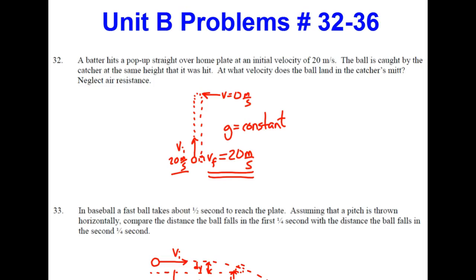Welcome to the solutions to the Regents Physics Kinematics problem set, problems number 22 through 34. Let's get started right here with 32.